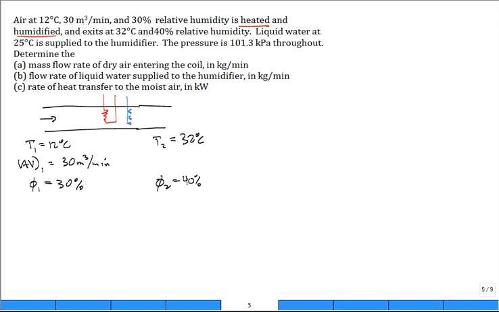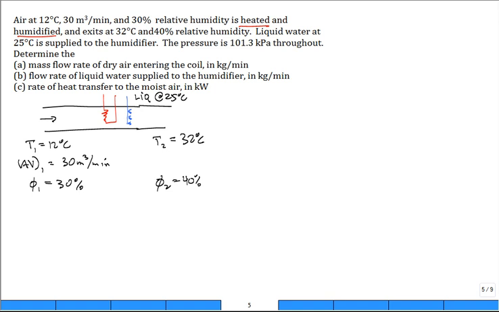And if you're up north in Chicago and New York, you've got long winters, you probably have a boiler and you're going to humidify with steam. This is liquid water at 25 degrees C. The pressure is 101.3 kilopascals throughout.